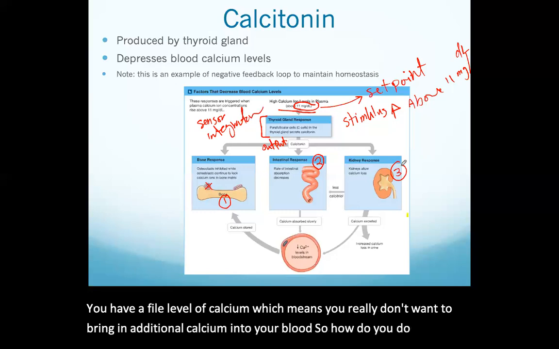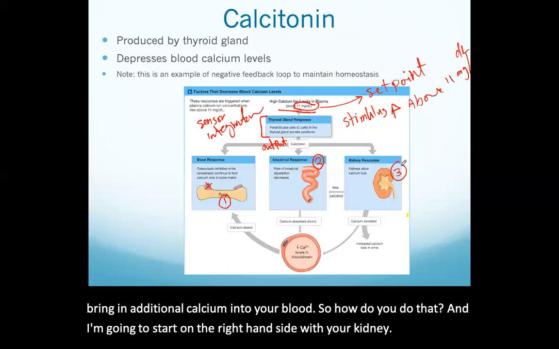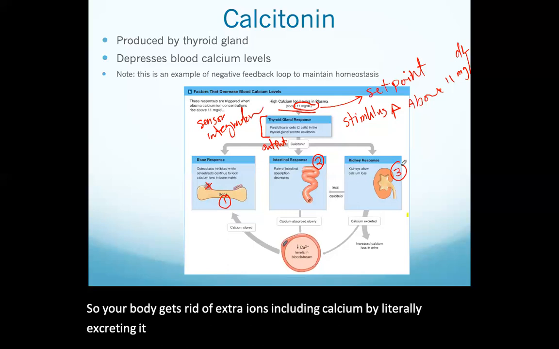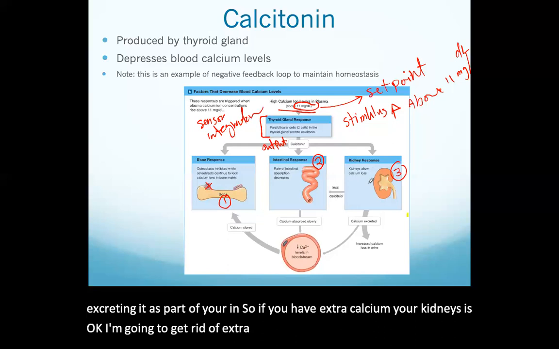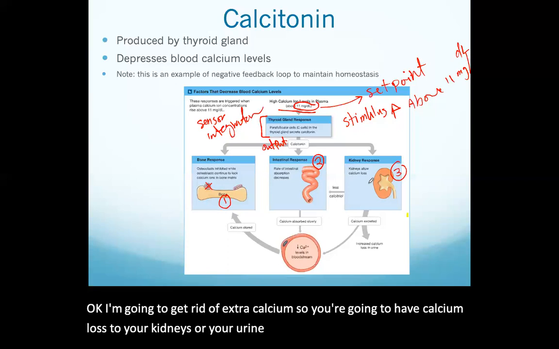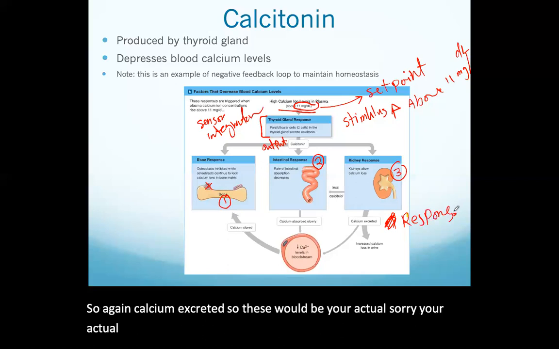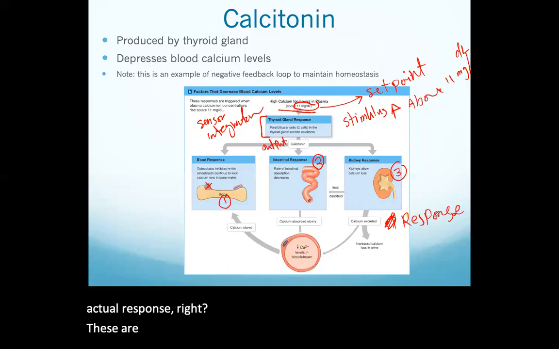I'm going to start on the right-hand side with your kidney. So your body gets rid of extra ions, including calcium, by literally excreting it as part of urine. So if you have extra calcium, your kidney says, okay, I'm going to get rid of extra calcium. So you're going to have calcium loss to your kidneys or your urinary system. So again, calcium excreted. These are your effectors and this is your response.